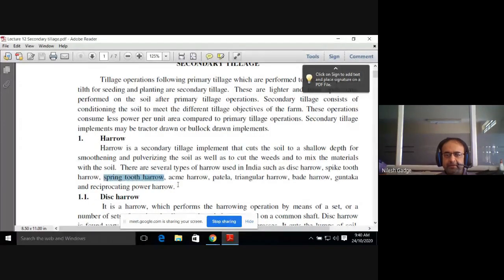It is asked in exams: what is the function of harrow, and list different types of harrow. So you should know the disc harrow, spike tooth harrow, spring tooth harrow, then acme harrow, patella, triangular harrow, blade harrow. Blade harrow is also known as a bukhar, or a wakhar. Then guntaka is there, and reciprocating power harrow.